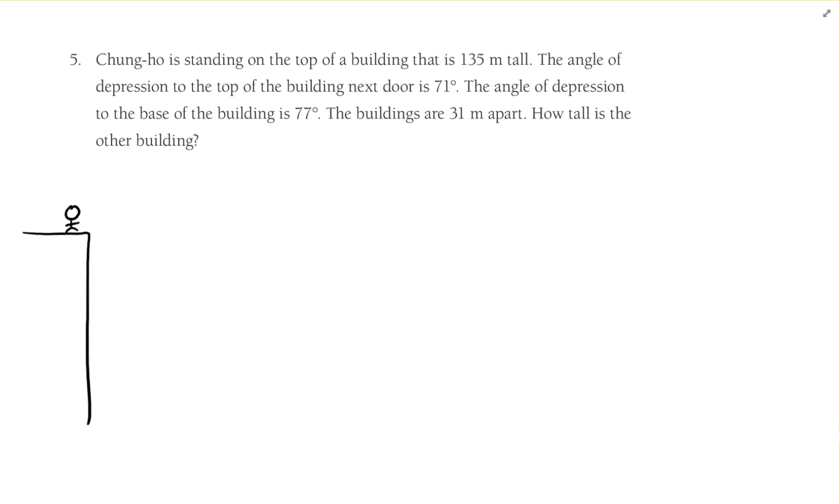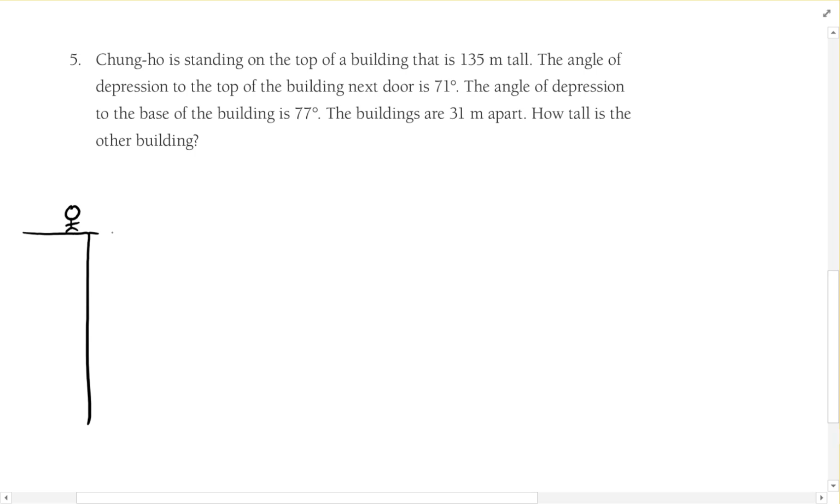Okay, number 5 says Chung Ho is standing on the top of a building that is 135 meters tall. The angle of depression to the top of the building next door is 71 degrees. The angle of depression to the base of the building is 77 degrees. The buildings are 31 meters apart. How tall is the other building? So remember what angle of depression meant.